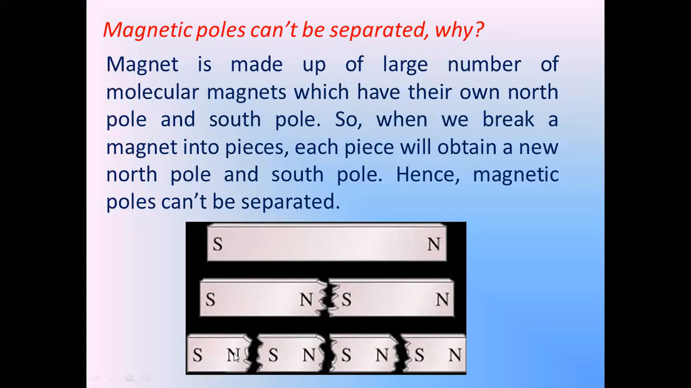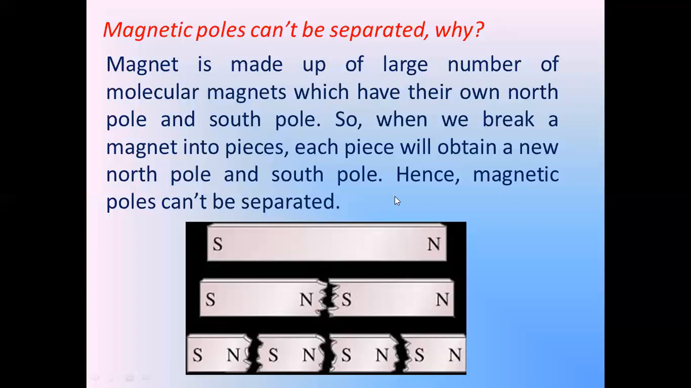So this shows that no matter how many pieces we break a magnet into, always a new north pole and new south pole will arise, and because of this we can never separate north pole and south pole. So that is the question, okay, and the answer is very simple.